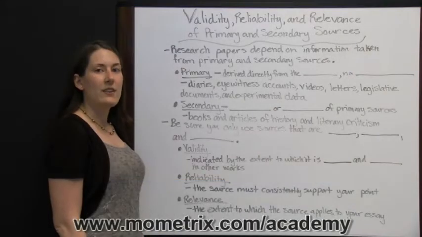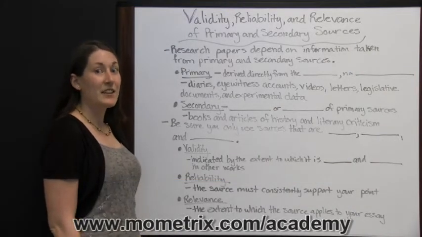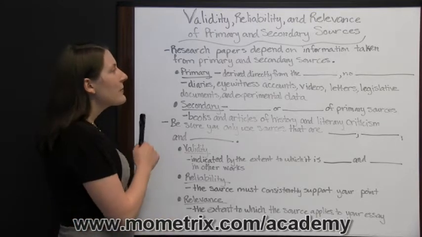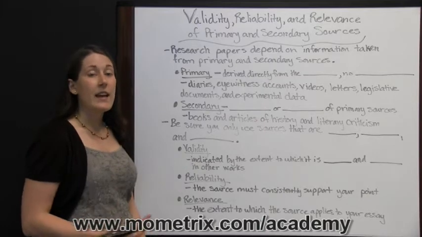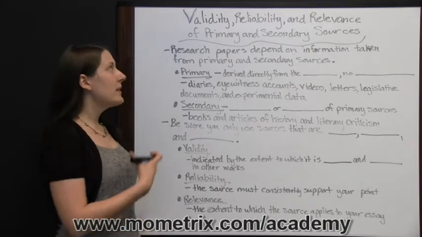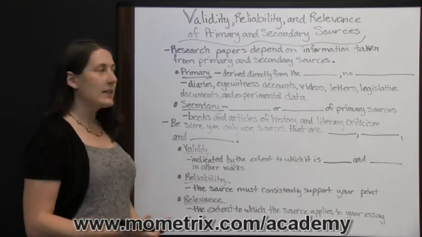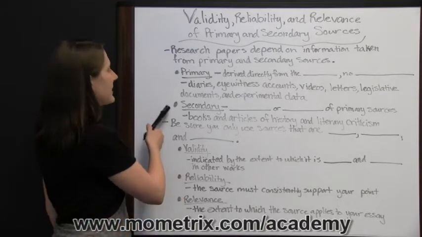Validity, reliability, and relevance of primary and secondary sources. Research papers depend on information taken from primary and secondary sources, and it's important that that information be valid, reliable, and relevant. So let's talk about sources.